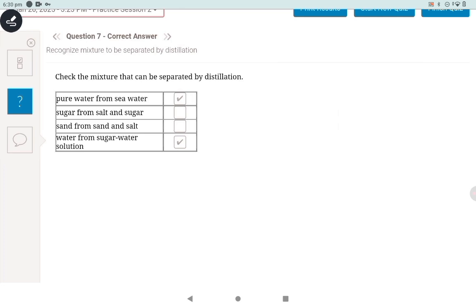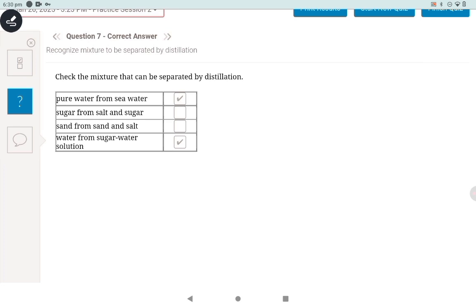Question 7. Check the mixture that can be separated by distillation. Distillation is for soluble solid and liquid. You use distillation when you want both the substances. Like you could just use crystallization for salt and water, but then that'll get rid of the water. Distillation, you get both of the substances. And you can also use fractional distillation, which is for liquids with close boiling points.